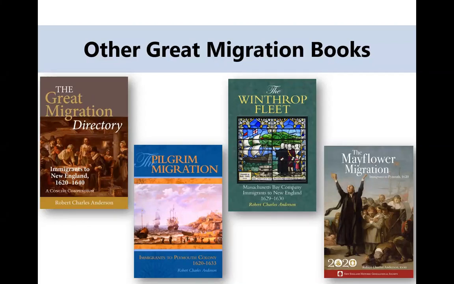Both the Pilgrim Migration book in blue and the Mayflower Migration on the far right-hand side cover the original Pilgrim settlers, but the latter book, the Mayflower Migration, includes new material and new findings since the original publication, which is in blue. And the Winthrop Fleet book provides biographies of the Massachusetts Bay Company immigrants to New England in 1629 and 1630.